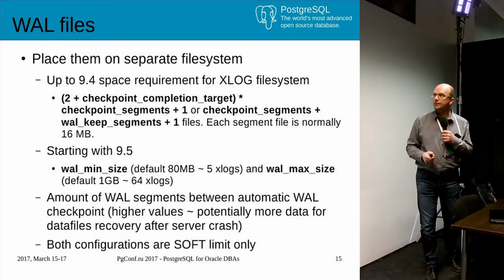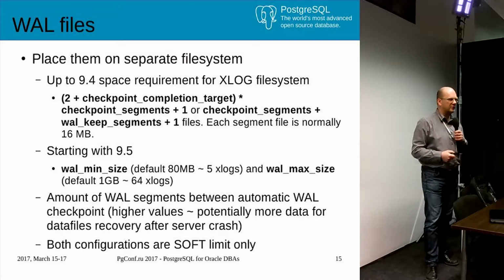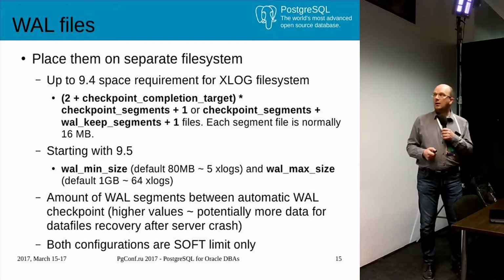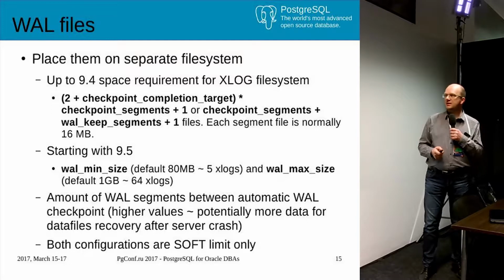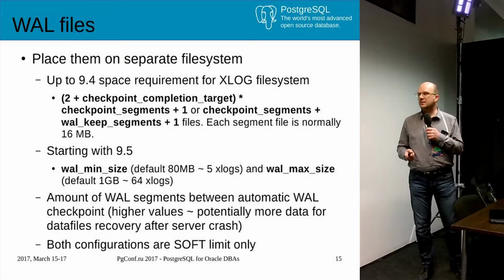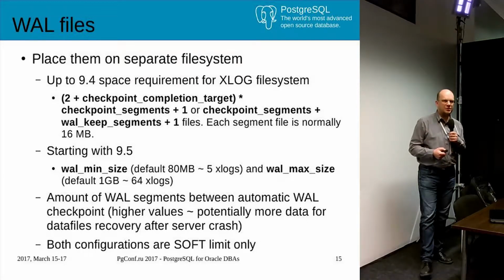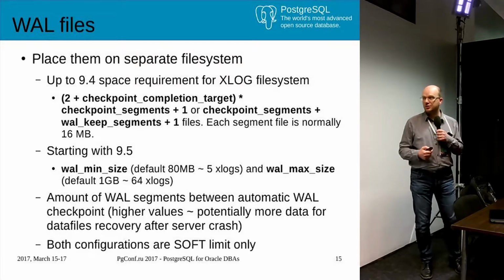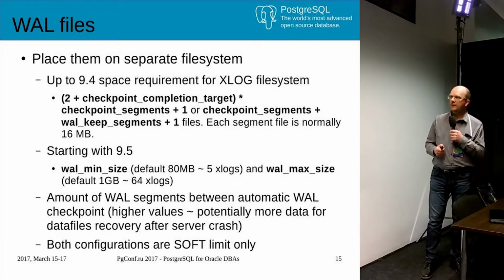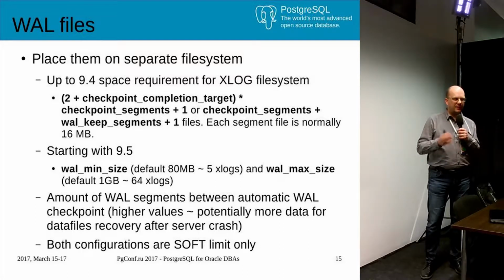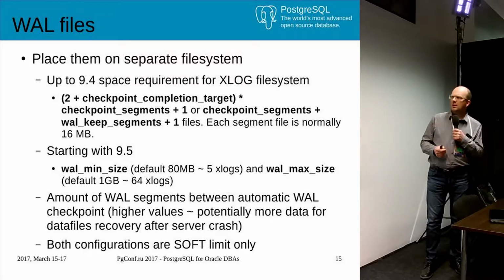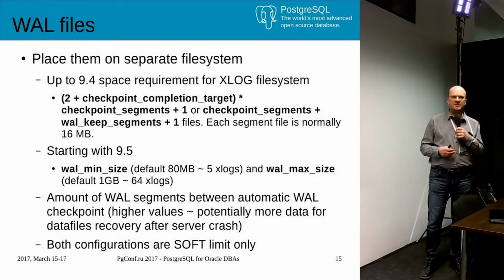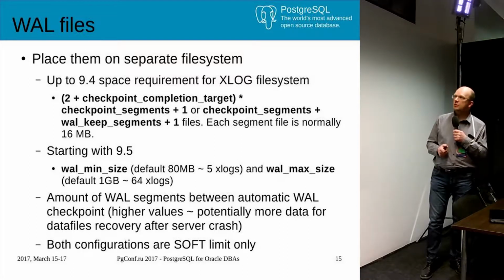As I have mentioned, put WAL files or transaction logs on a separate file system. Starting with version 9.5, the configuration is easier because there are min size and max size parameters for the definition of the amount of transaction log files you want to have on your file system. By default, they are 16 megabytes each, but you can compile Postgres to use a different size. Honestly, I've never seen an installation which requires this change, but it's possible.